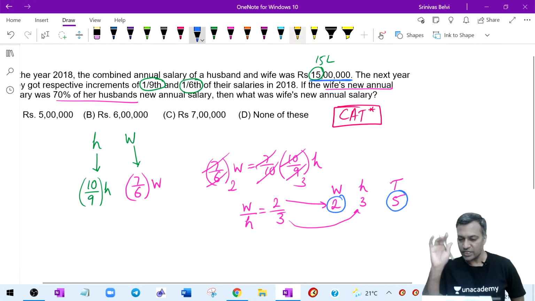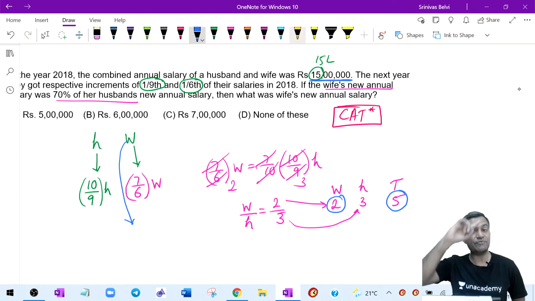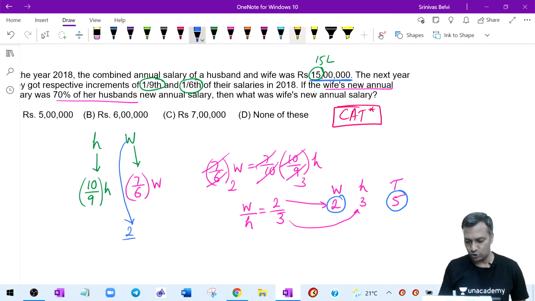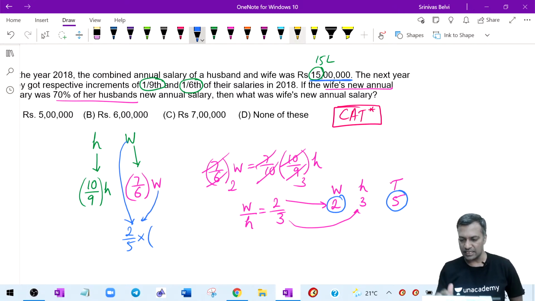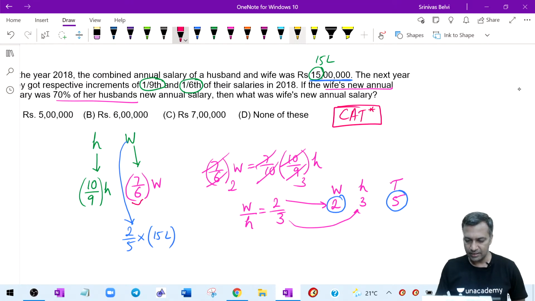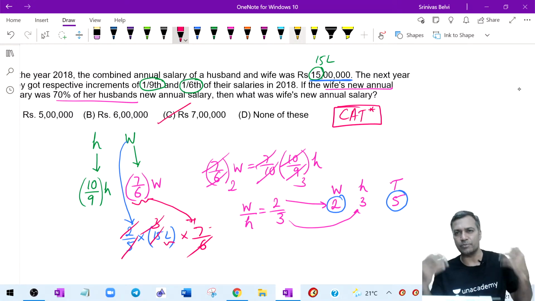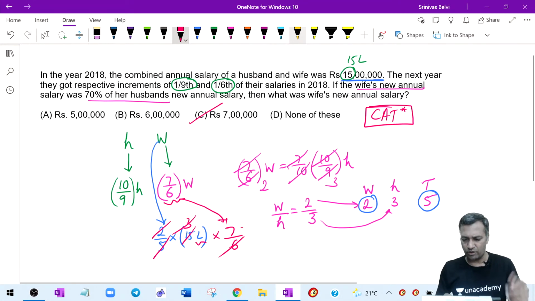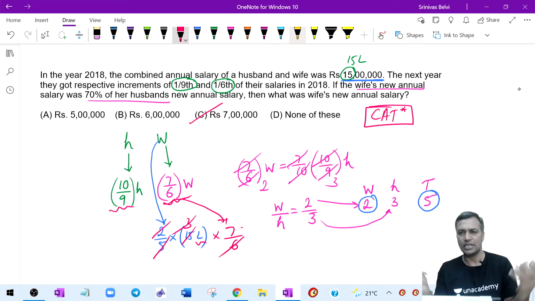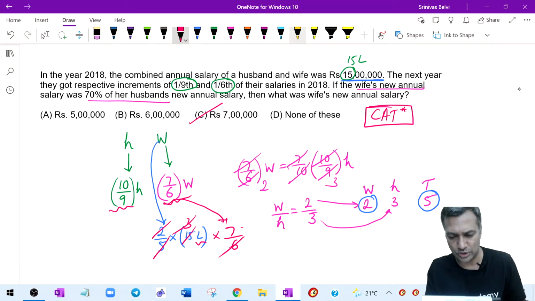The wife's earlier salary is 2 by 5 times 15 lakhs. The increment given is 7 by 6 times on this. Therefore 5 one time, 5 three times, 3 and 2, 6 cancel. A lakh is left and a 7 is left, which becomes 7 lakhs. Pretty simple question. You could just write two multipliers, put the relationship in place, and easily get the answer to this CAT question.